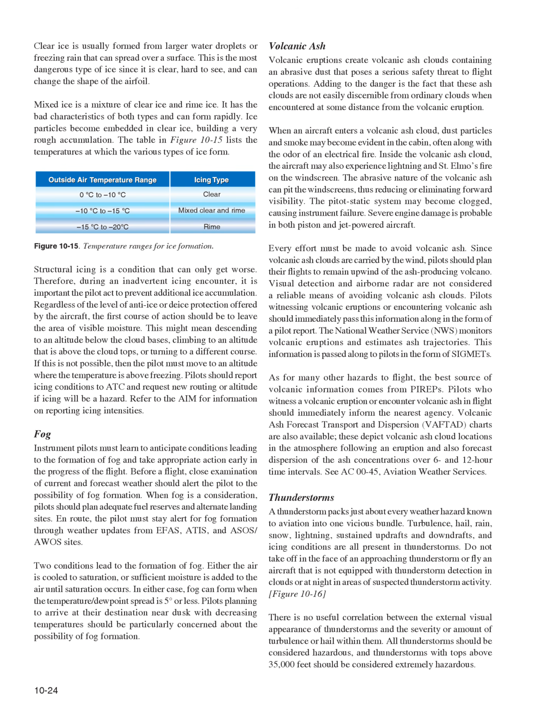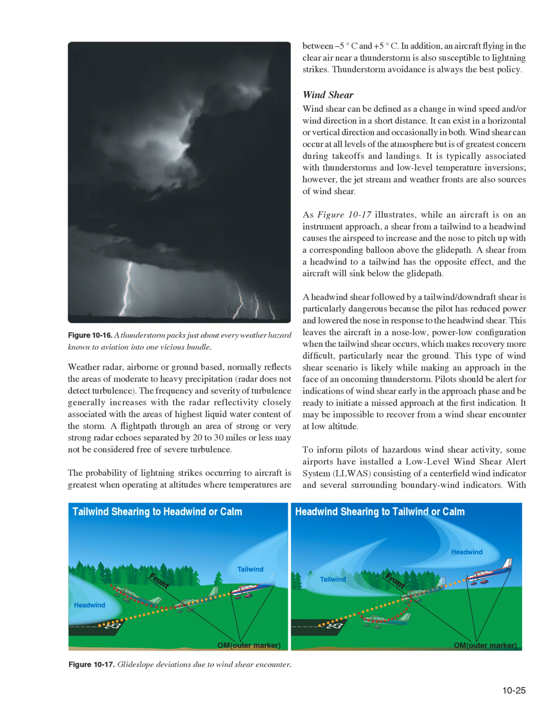Figure 10.16. There is no useful correlation between the external visual appearance of thunderstorms and the severity or amount of turbulence or hail within them. All thunderstorms should be considered hazardous, and thunderstorms with tops above 35,000 feet should be considered extremely hazardous. Figure 10.16. A thunderstorm packs just about every weather hazard known to aviation into one vicious bundle.